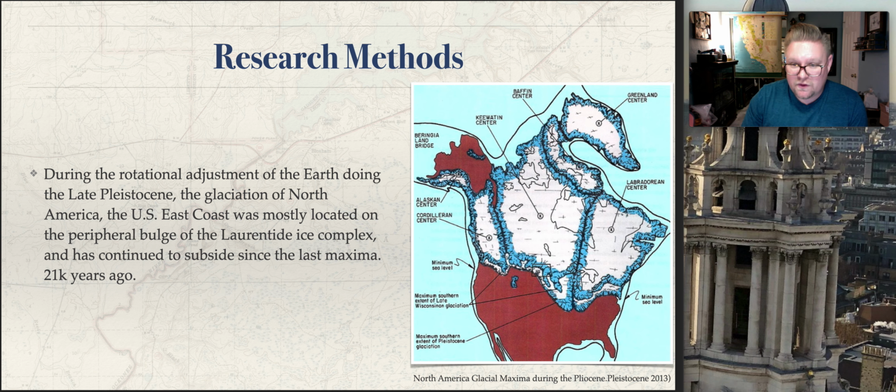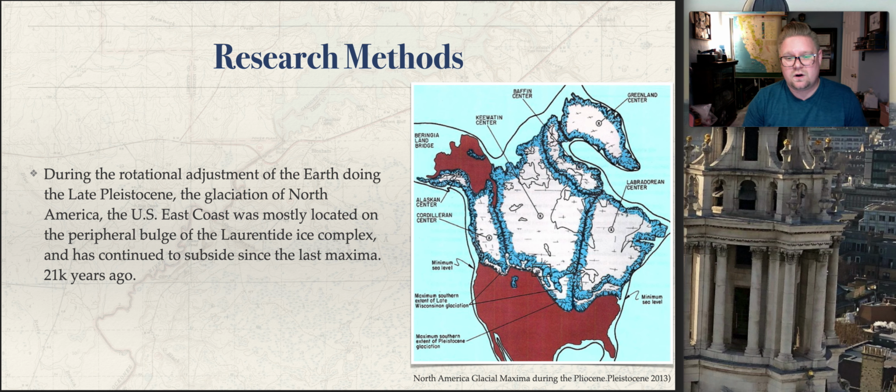So that being said, within the research methods, during the rotation adjustments of the Earth, which are essentially the Milankovitch cycles, there's 3 different cycles. There's precession, there's eccentricity, and I can't think of the third one. My brain just blanked out.